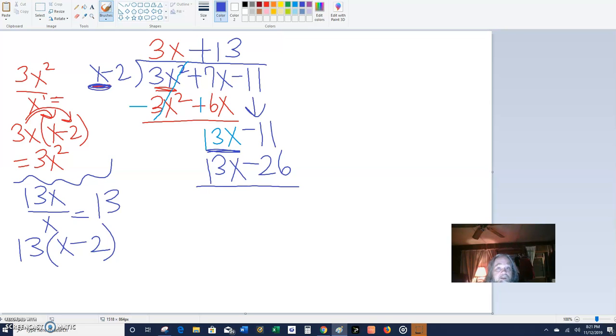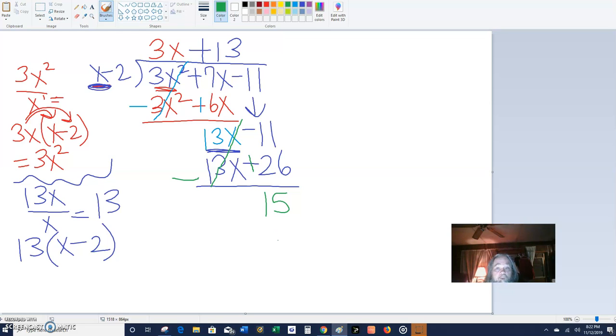Again, at this stage in the problem, you subtract your numbers, but here we're subtracting polynomials. So the second polynomial, their signs will change to the opposite signs. So this will become a negative sign, and that will become a plus sign. The 13x's cancel, and we're left with a remainder of 15.